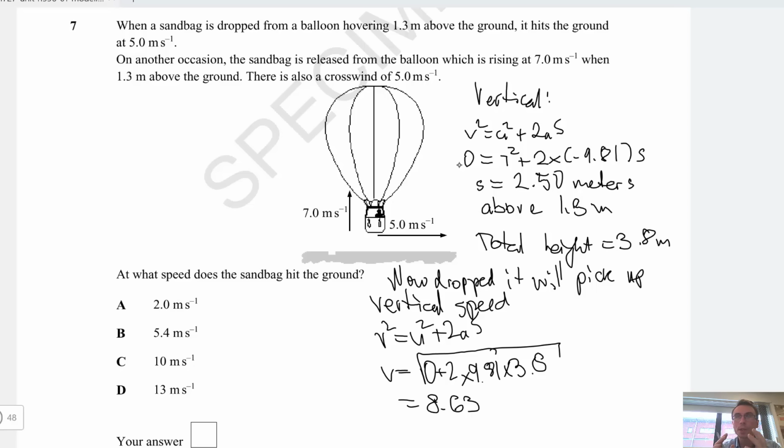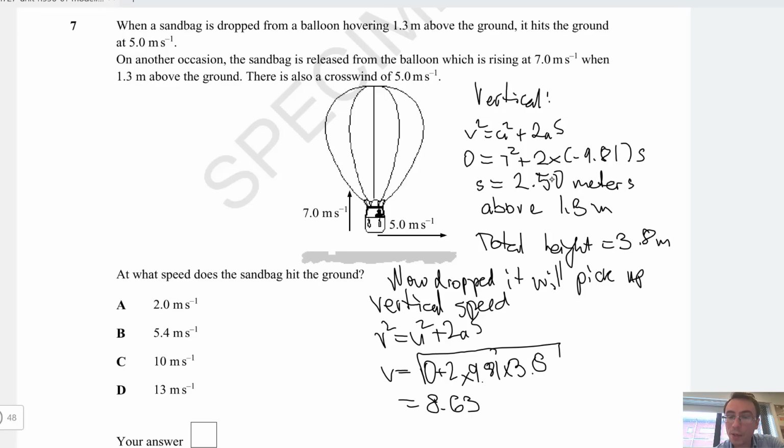Okay, so the trick about this is that in the second situation, the sandbag will initially be going up because it was moving at 7 meters per second upwards. So it needs to slow down first, reach its maximum height, and then start falling again. What will the maximum height be until we get rid of that upward speed of 7 meters per second? So in the vertical direction, I've used v squared is equal to u squared plus 2as, and if we set the final speed equal to 0 to work out the maximum height, we're going to get that the maximum height is 2.5 meters, with g now being minus 9.81.